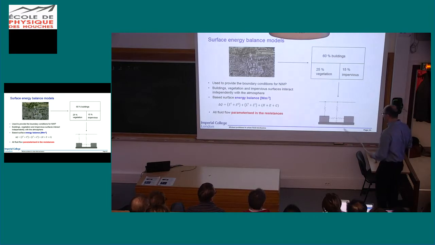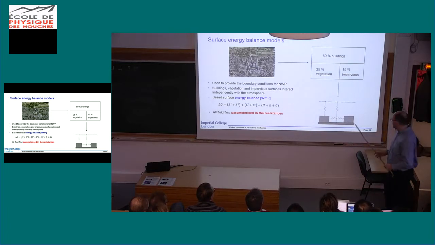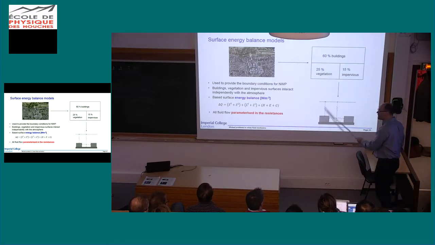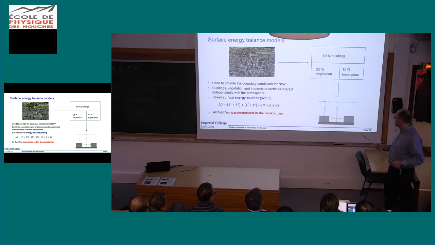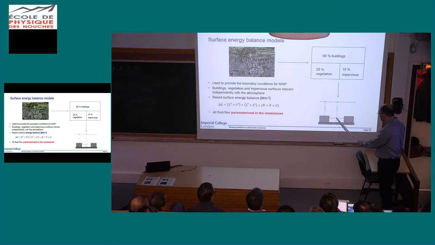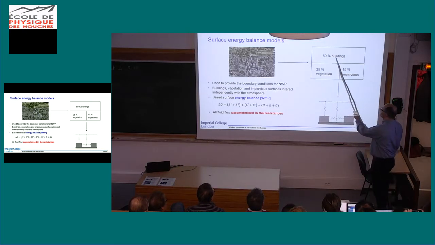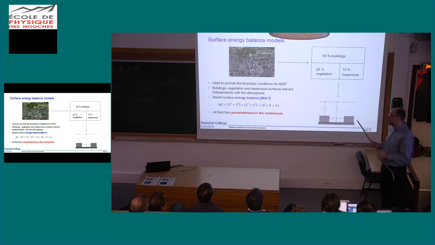So these are the buildings, and essentially you've got resistors which say, okay, you've got a certain temperature here, you've got a certain temperature there. There's a certain resistance, and that's going to tell me how much flux there is. And of course, all the fluid mechanics is parameterized in that resistance. You've got a slightly more complex coupling between the walls, the road, and the canyon itself, which then links to the atmosphere. It's a very simple model. And what you do is that you've got the buildings, the vegetation, and the impervious surfaces, and they all essentially act independently from one another.